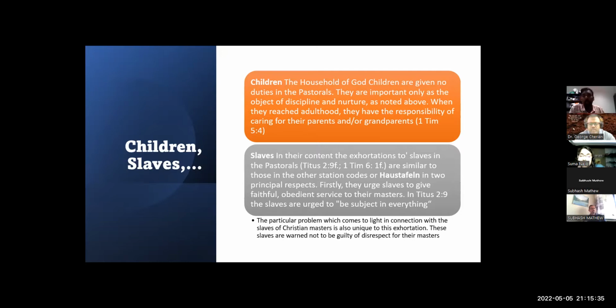So these slaves, it says there are some scenarios that probably occurred where they are disrespecting their masters, because now they belong to a community, and that can happen. I can totally understand that.